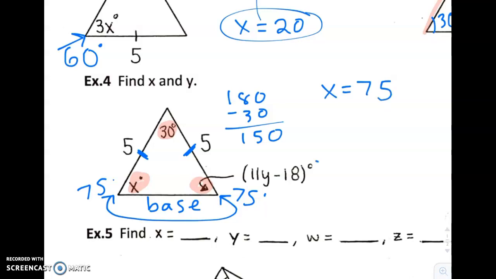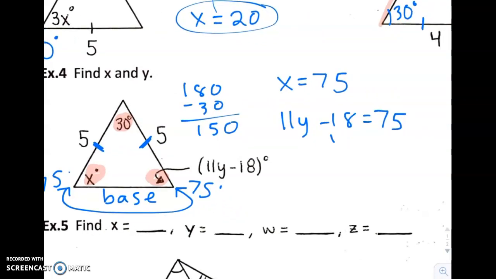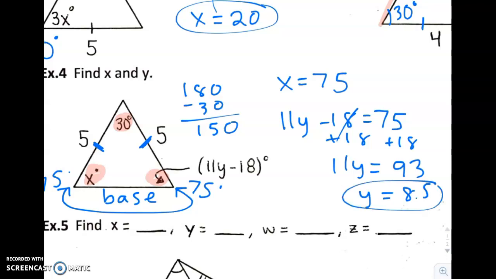To solve for y, I can take this angle that has the y in it, that says 11y minus 18, and I can set that equal to 75 as well, and now I can solve for y. If I add 18 to both sides, that will go away, so now I have 11y equals, what's 18 plus 75, 93. So then last step, divide 93 by 11, you're going to get a decimal. I think it's going to be around 8.5 when you're all said and done. There's your answer for y.